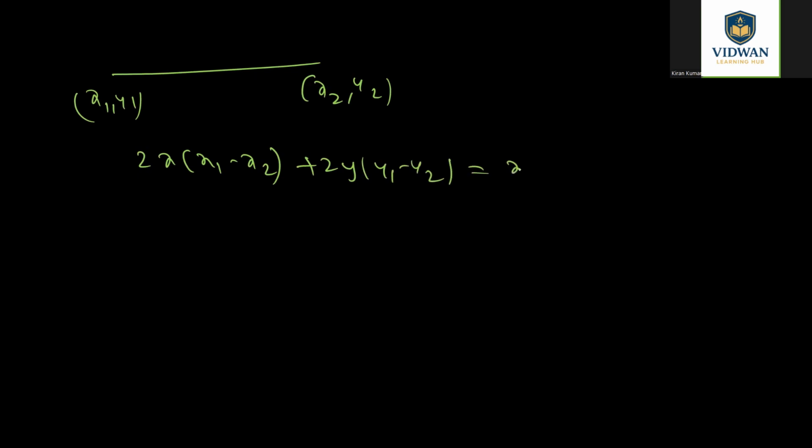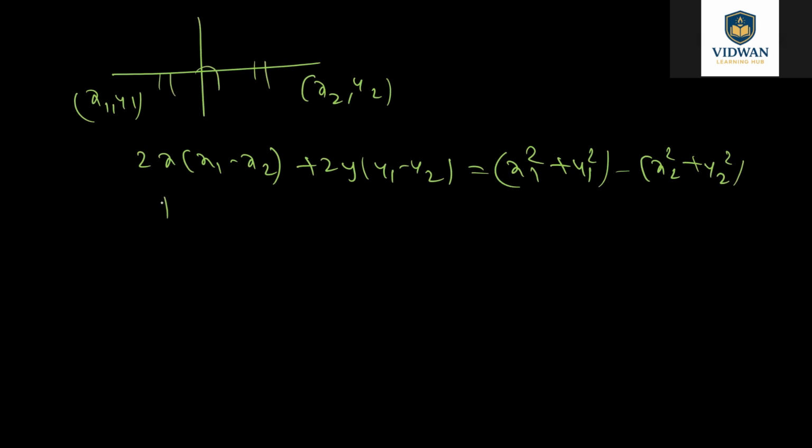So if, for example, there is a line joining two points x1, y1 and x2, y2, to write the perpendicular bisector, the formula is 2x into the difference in x coordinates plus 2y into the difference in y coordinates equal to the sum of the squares of the first coordinates minus the sum of the squares of the second coordinates. So this is the formula to find the perpendicular bisector of AB. This is the formula for the perpendicular bisector.